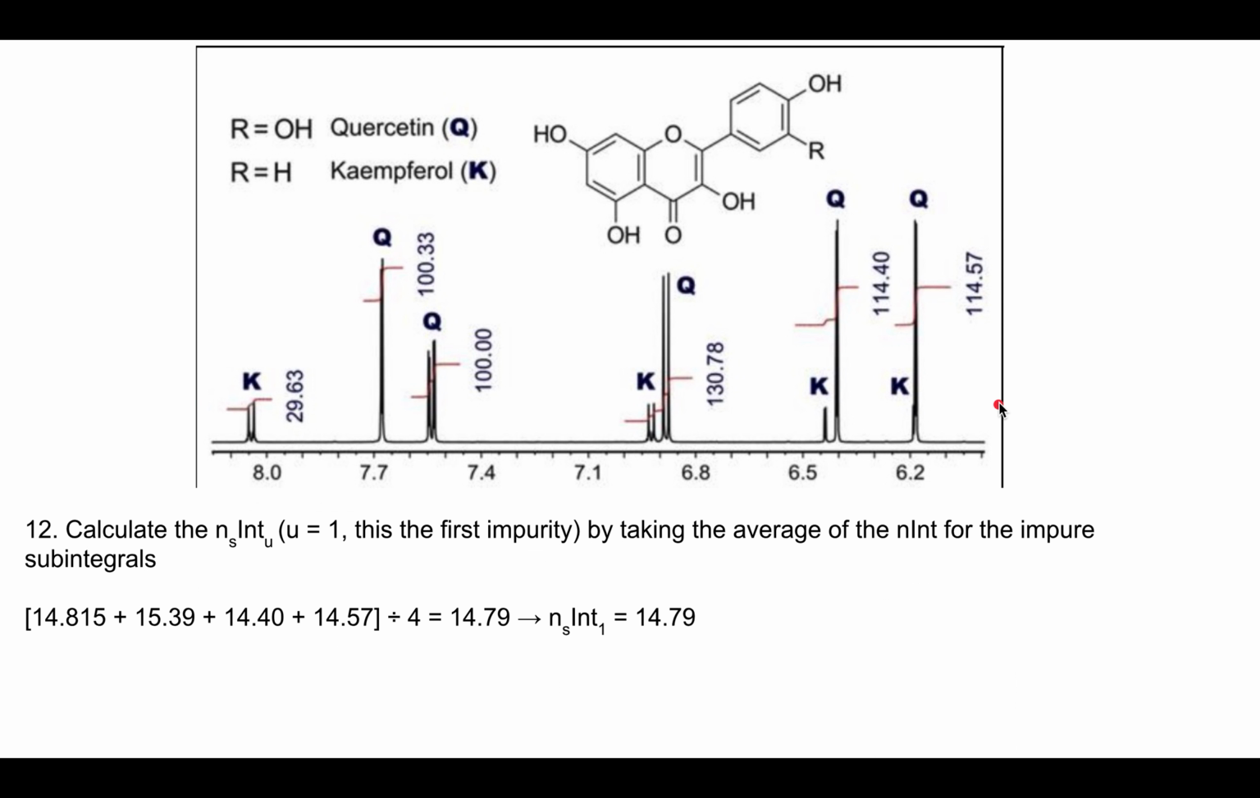Next, we're going to take those 4 normalized integrals, and we're going to calculate the normalized subintegral for each impurity by taking the average of the normalized integrals for the impure subintegrals. And remember, we only have one impurity in this NMR spectrum. If we had multiple impurities, you'd have to calculate a normalized subintegral for each of the impurities. We take the sum and divide that by 4, and we'll get an average of 14.79. This will be our normalized subintegral for our first impurity.